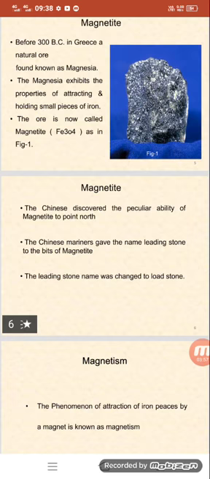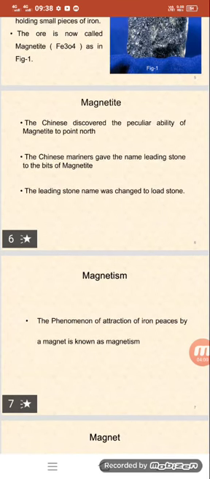Okay. After that, magnetism. What is the meaning of magnetism? The phenomenon of attraction of iron pieces by a magnet is known as magnetism. Suppose we take one magnet, and that magnet attracts the iron pieces surrounding it. Whatever phenomenon happens in this concept is called magnetism.